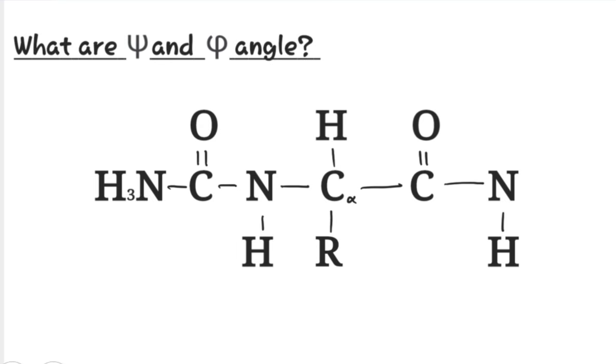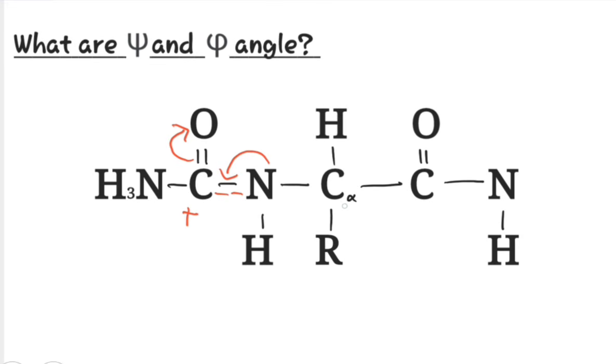So what are psi and phi angles? In this structure, oxygen is more electronegative than carbon. Hence it pulls electron pair towards it, making carbon positive. As the result, the lone pair of nitrogen creates partial double bond. Thus, it makes this bond rigid.